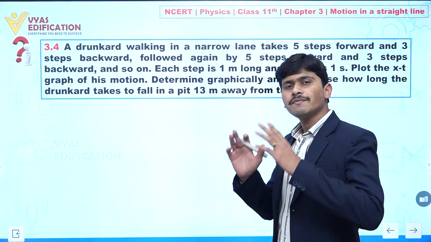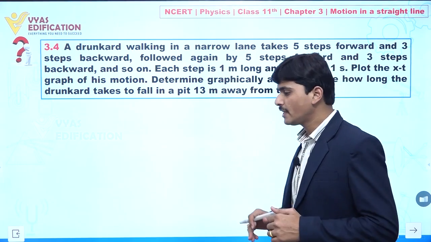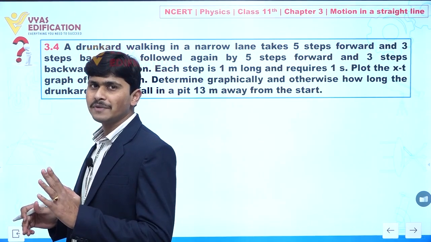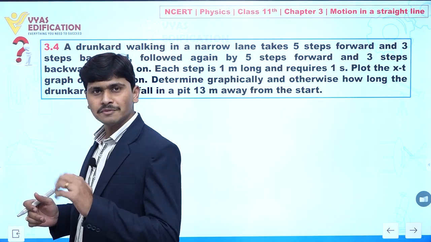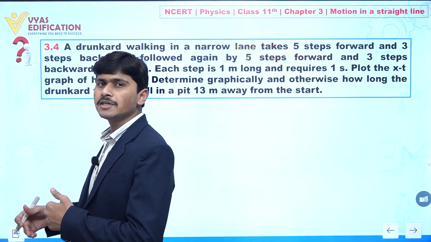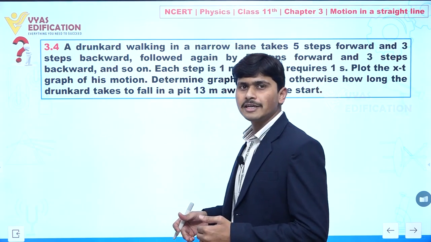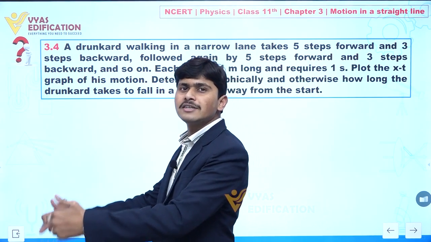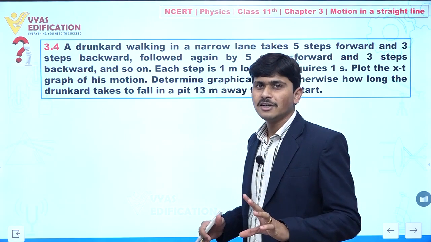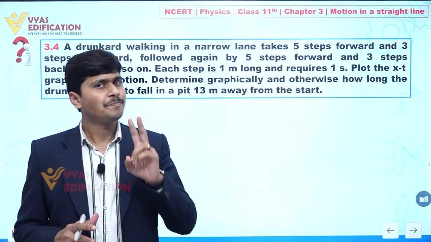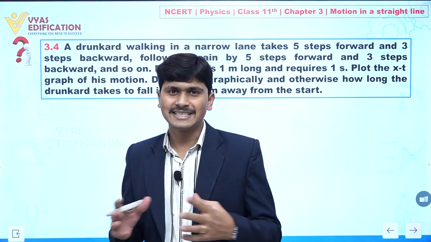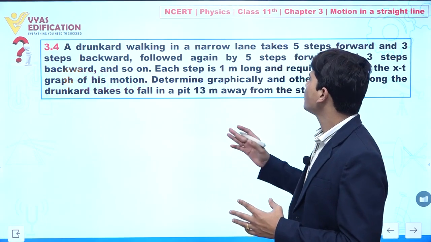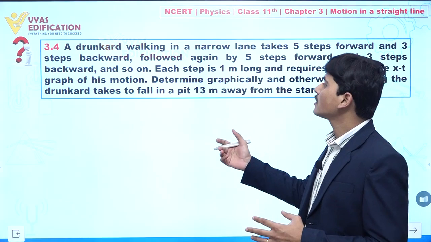First, if we concentrate on the logic, when the drunkard person goes the first 5 steps forward, he covers a total of 5 meters and the total time taken is 5 seconds. Yes or no? When he comes 3 steps backward, 1, 2, 3, we now have a displacement of 2 meters, but the total time taken is 5 seconds forward plus 3 seconds backward. It means we have 8 seconds. So total displacement is 2 meters, but time taken is 8 seconds. Clear?